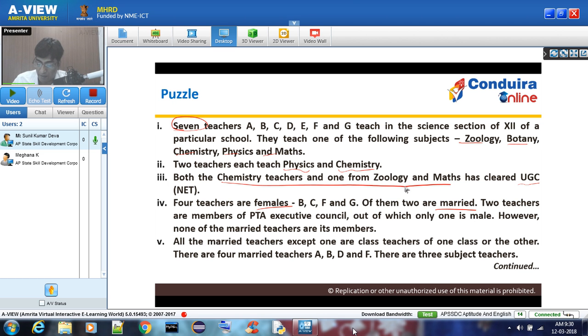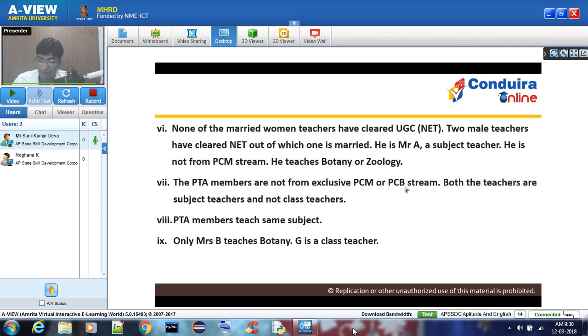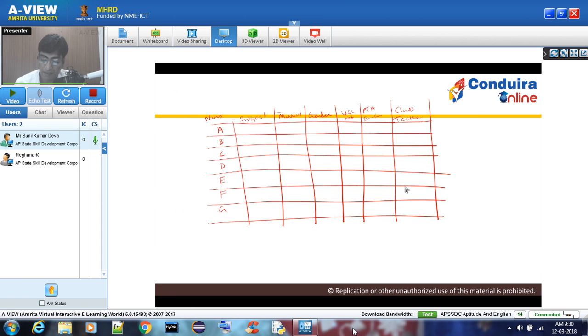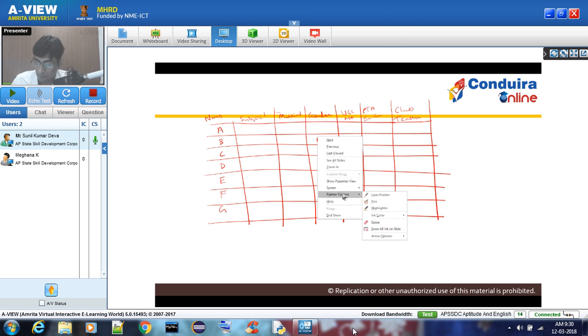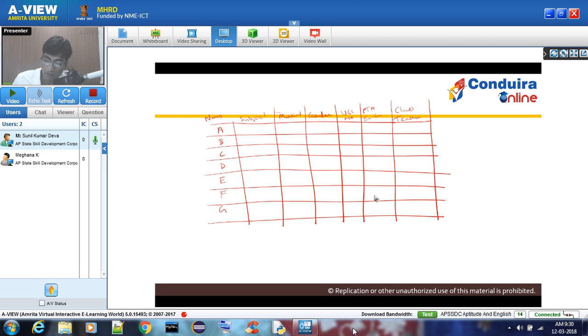4 teachers are female: B, C, F, and G. Write it down. B is female, C is female, F is female, G is female. The others are all male. So, thankfully, one column is done.